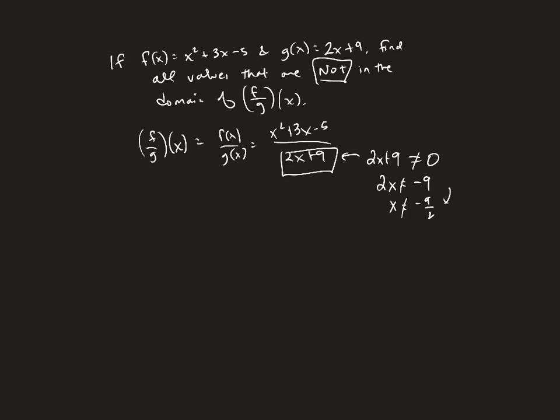Now, we're going to learn about this later on. That's called an excluded value. And you exclude it because it makes the function undefined. It's not in the domain. That's what those questions are asking.